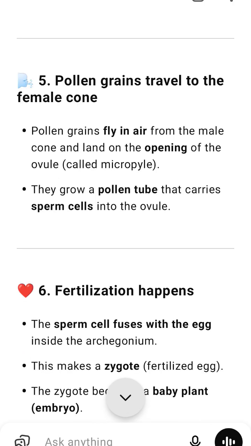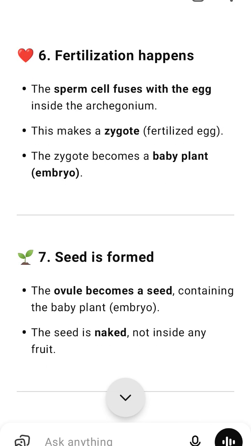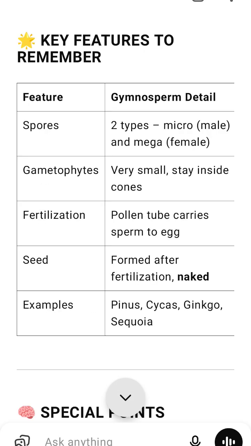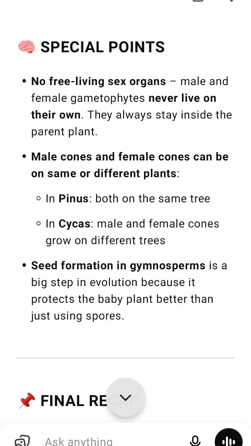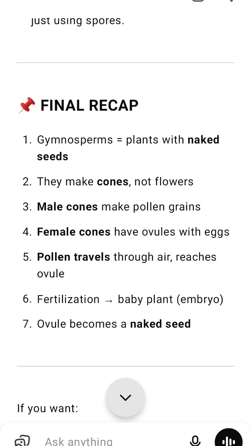Final recap. 1. Gymnosperms equals plants with naked seeds. 2. They make cones, not flowers. 3. Male cones make pollen grains. 4. Female cones have ovules with eggs. 5. Pollen travels through air, reaches ovule. 6. Fertilization, baby plant, embryo. 7. Ovule becomes a naked seed.